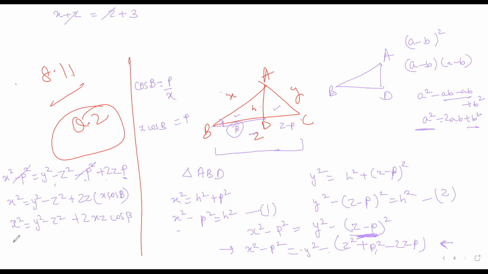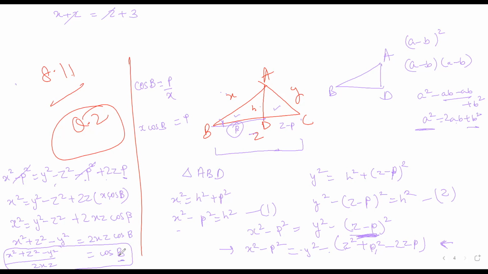Now from here, what we can say, x square plus z square, I'm taking everything to the right hand side, minus y square equal to 2xz cos B. And from here, I can say cos B is equal to x square plus z square minus y square over 2xz. And that is our cosine formula. That's all. So just you have to remember this thing.